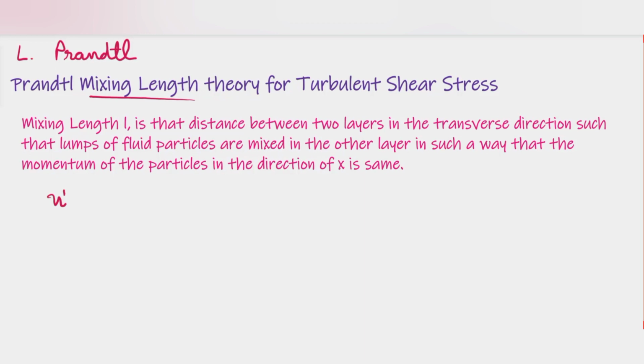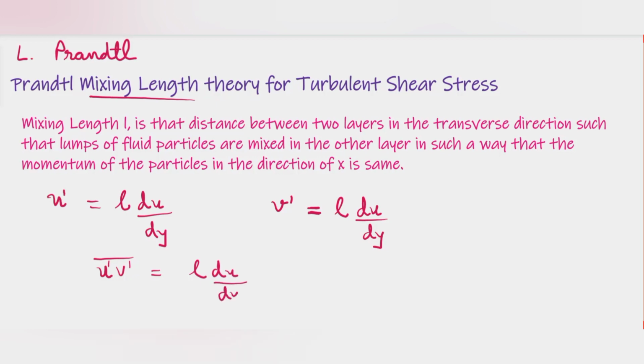related to mixing length like this. U dash is equal to L du by dy. And v dash, the fluctuation component of velocity in the y direction, is related to mixing length like this. V dash is equal to L du by dy. Then we can say that u dash v dash bar will be L du by dy into L du by dy. So this will be L square into du by dy whole square.